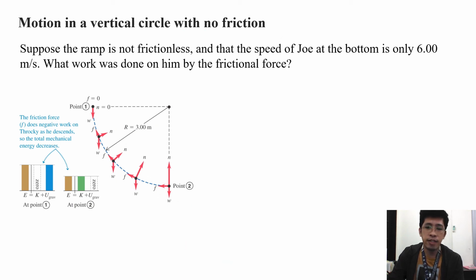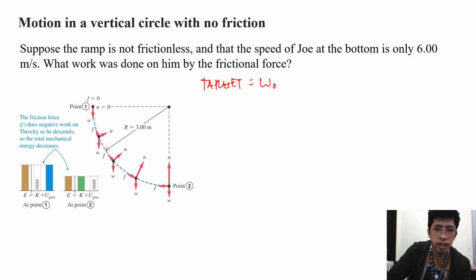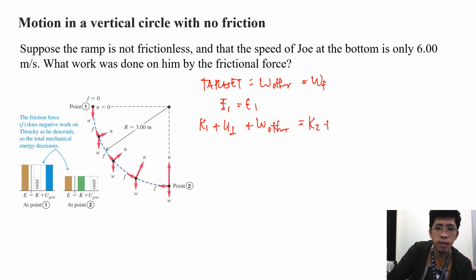Now, suppose that the ramp is not frictionless and that the speed of Joe at the bottom is only 6 meters per second. What was the work done on him by the frictional forces? So here we have now frictional forces involved in your system. Our target now is the work other, or the work done by friction. Just the same, from conservation of energy, you have E1 is equal to E2. We have K1 plus U grav 1, or let's just say U1 plus work other, and this is equal to K2 plus U2.